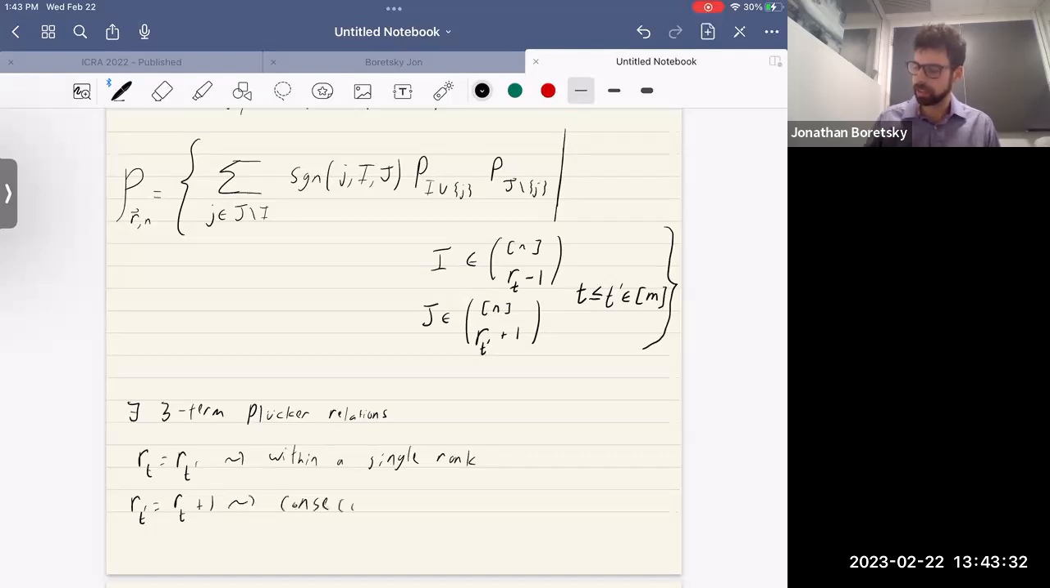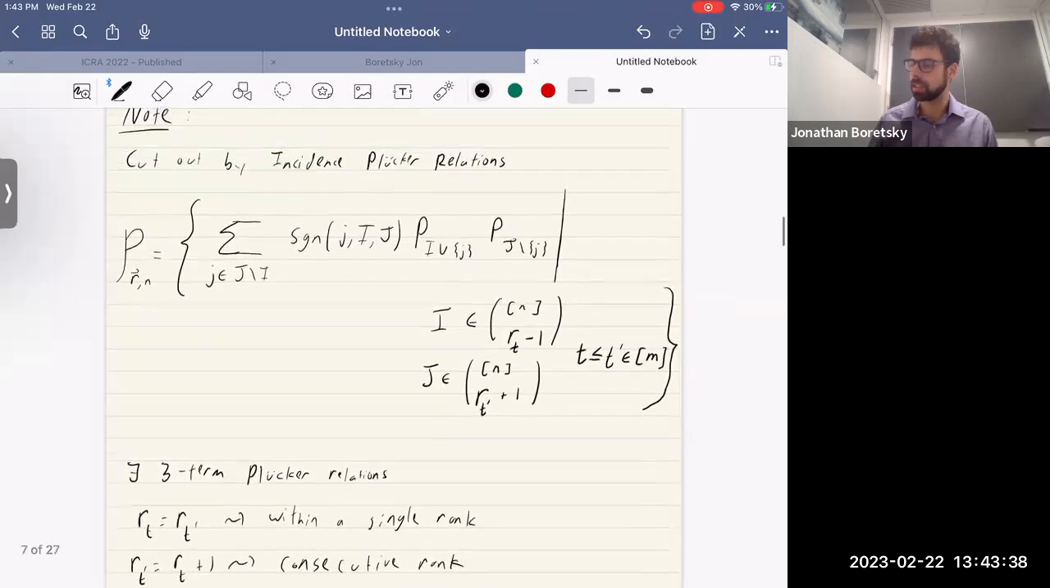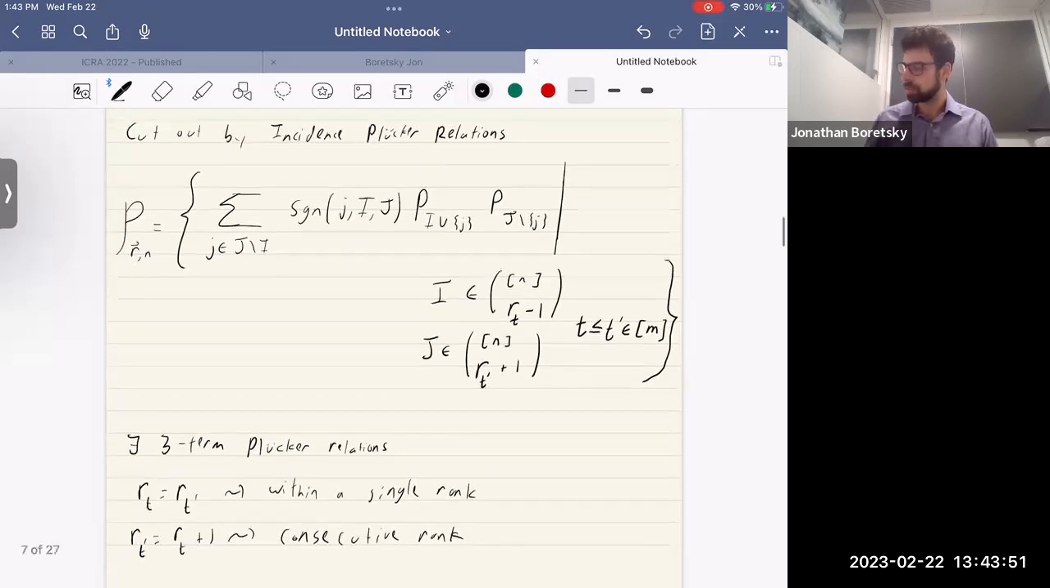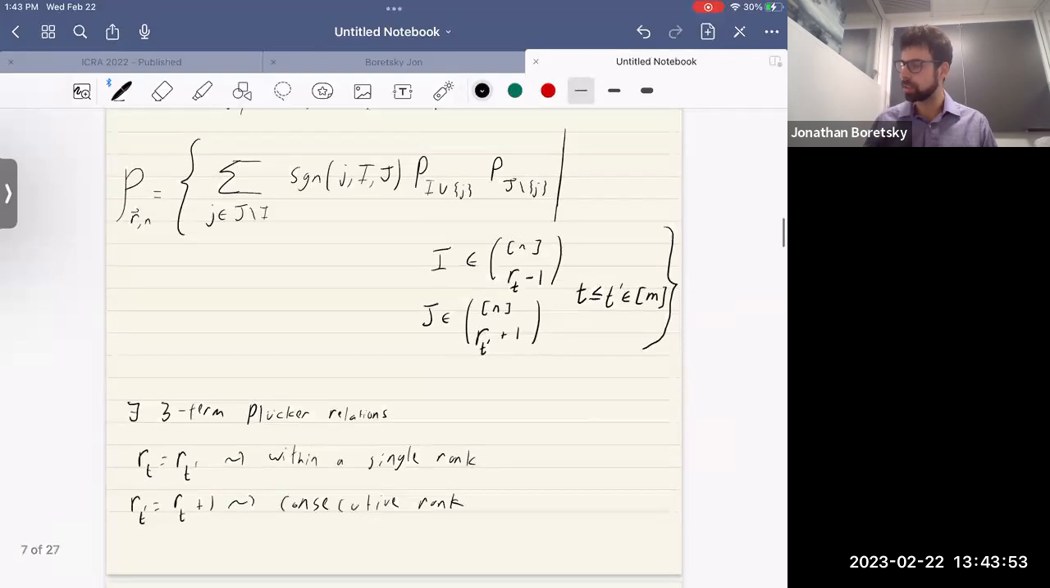Okay, so this idea of consecutive rank will be important in what's to follow. I just want to point out that one thing that's special about consecutive rank is that in these incidence Plücker relations, you get 3-term relations. It should be kind of mysterious why that matters at all, but it's something I'm asserting is true and important. So that's largely what I want to tell you about the partial flag variety. Are there any questions up to here?